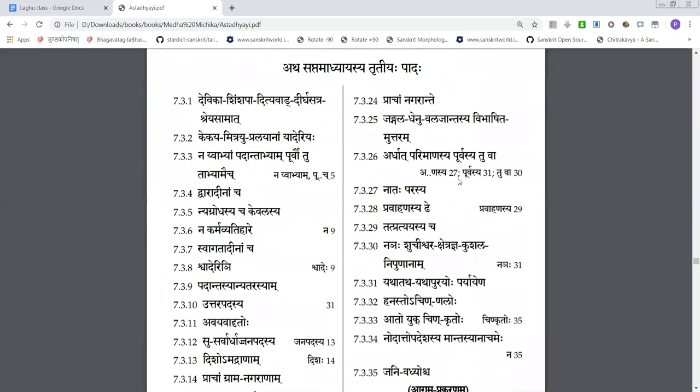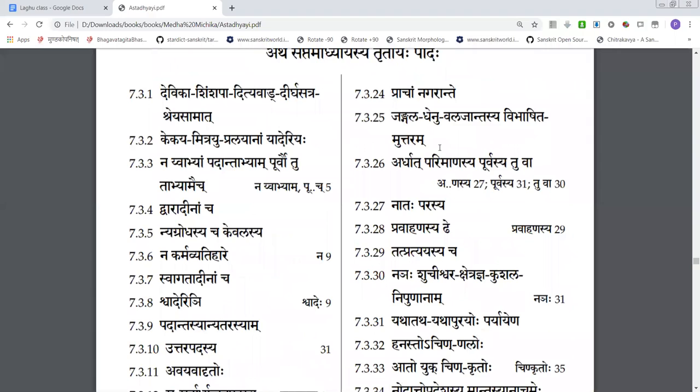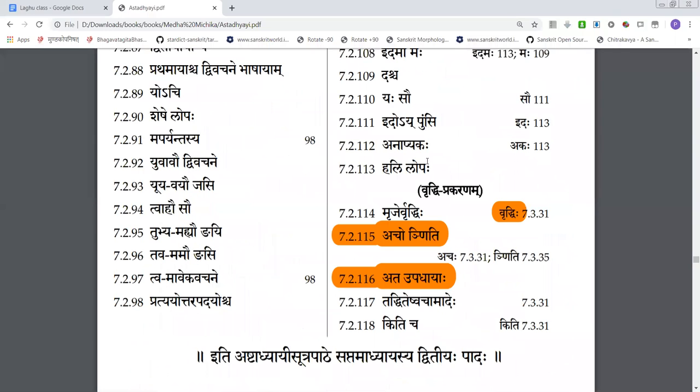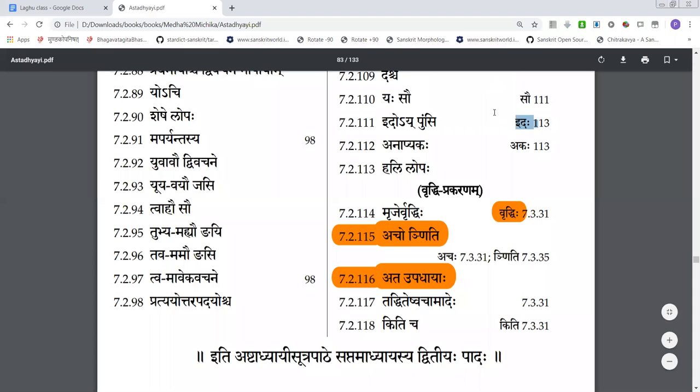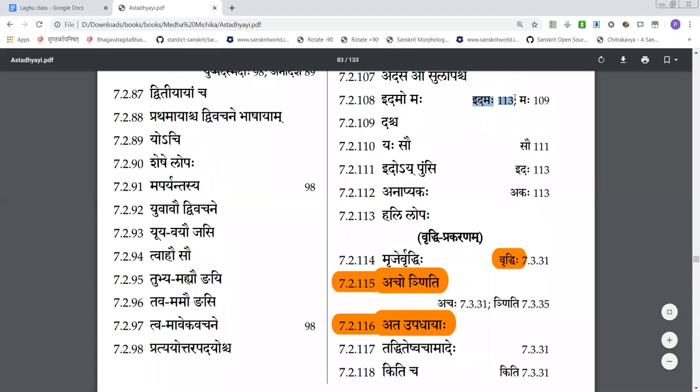72112. Our sutra is anapyakaha. Idoe pumsi we saw a while back. From there idaha is the anuvritti. So idaha, idamaha, idamaha is also anuvritti. What ida? This idaha means id, which is part of idam.